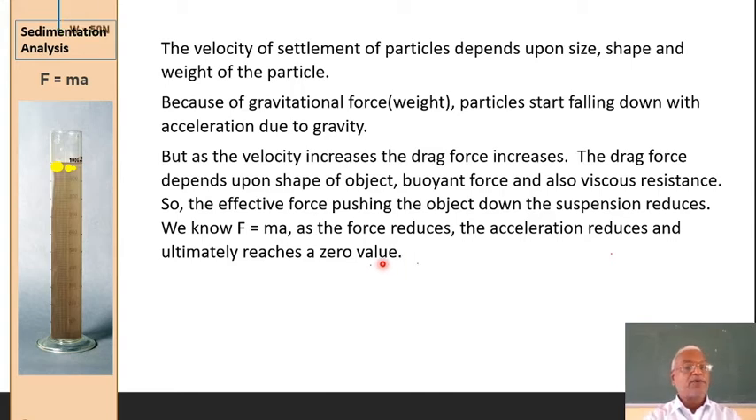Here you can observe that the weight is 50 newtons and the drag force is 20 newtons. Because of that it falls, but there is still an effective force of 50 downwards and 20 upwards. So 30 newtons is still pushing. Earlier, it was 50 newtons total pushing. Now it is 50 minus 20, so 30 newtons is pushing. Because of that, the acceleration will be slightly reduced.